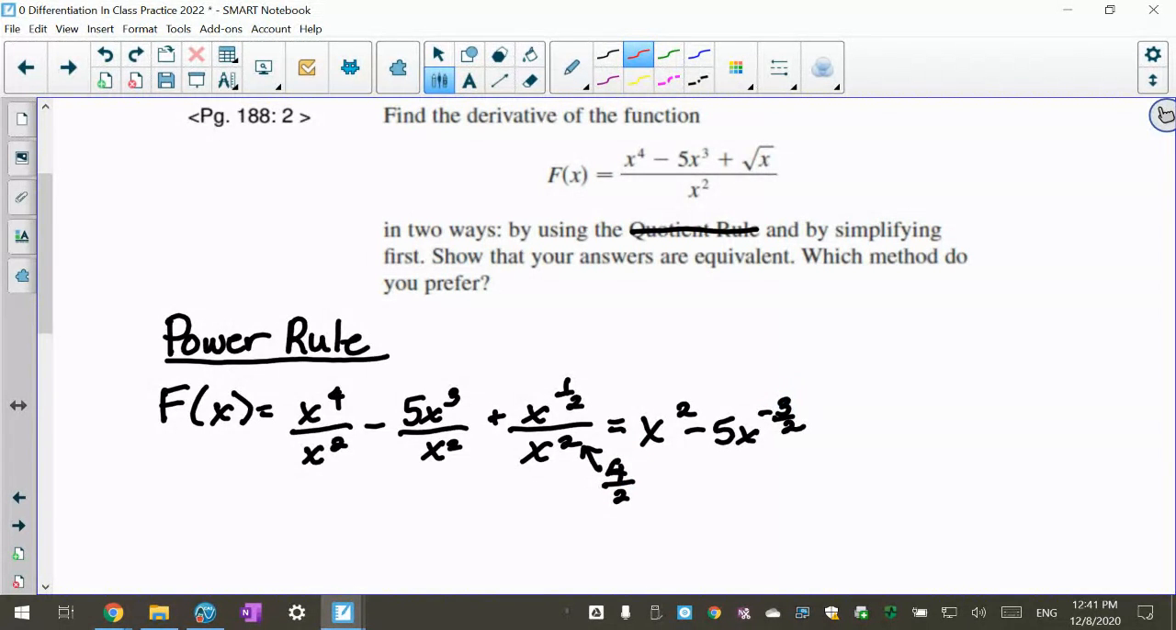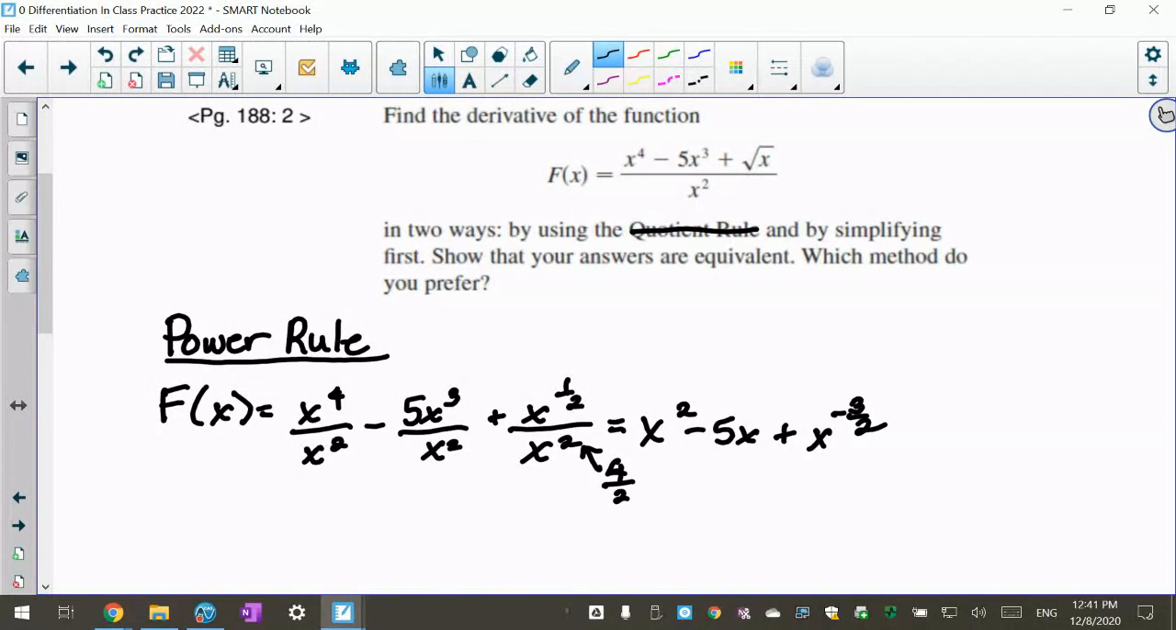Whoops, not there. What am I talking about? Sorry about that. It's the next one. All right, plus x, and it is to the minus 3 over 2.